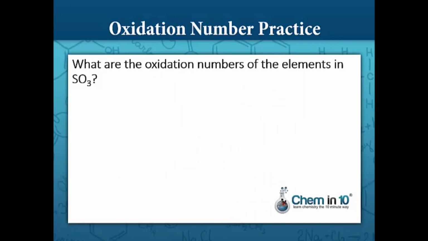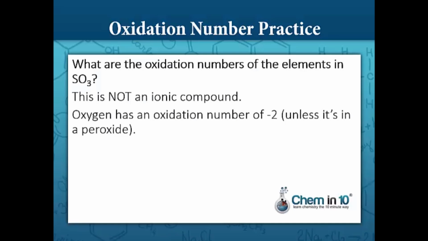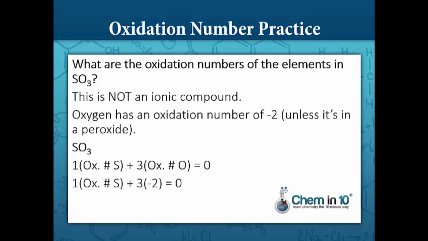What are the oxidation numbers of the elements in sulfur trioxide? This is not an ionic compound because it's between 2 nonmetals. We do, however, know that the oxidation number of oxygen is -2. So 1 sulfur with an unknown oxidation number plus 3 times the oxidation number of oxygen is equal to 0. So the oxidation number of sulfur plus -6 is equal to 0, or the oxidation number of sulfur is equal to 6+.